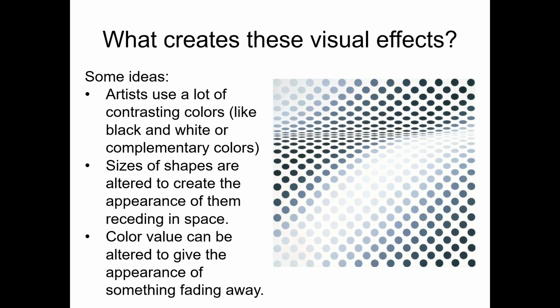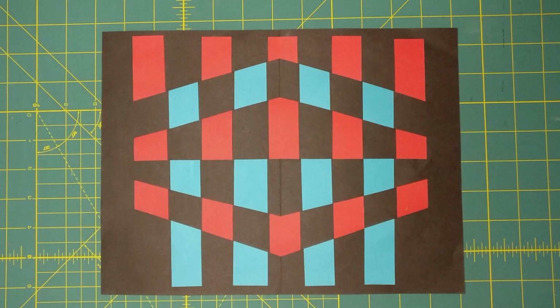So again, artists use a lot of contrasting colors when they're trying to create the visual effects in op art. They switch the size of the shapes to help create that idea that it might be moving away from you. And they shift the color's value. And so that just means to make it darker or lighter. You can have things of a dark value or a light value, and the change in that within the piece also helps give the appearance that something is fading away.